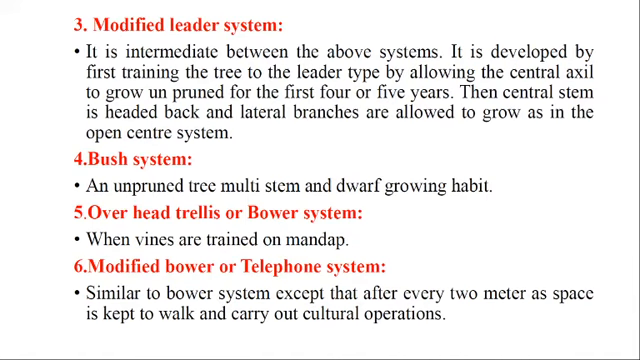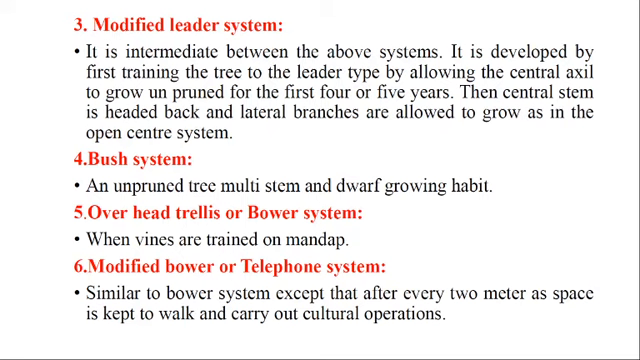The bush system: an unpruned tree, multi-stem and dwarf growing habit. Generally this takes place in plants of shrubby nature, the unpruned trees, with multi-stem and dwarf growing habit. The bush system is done there.